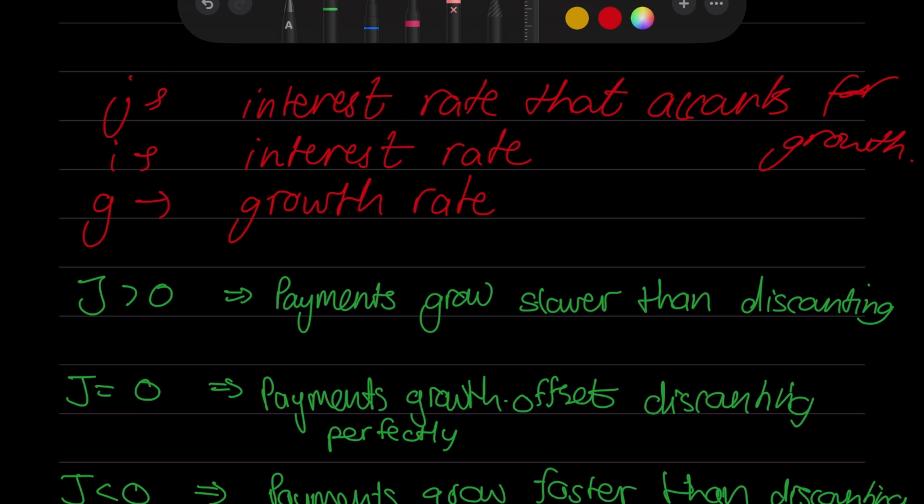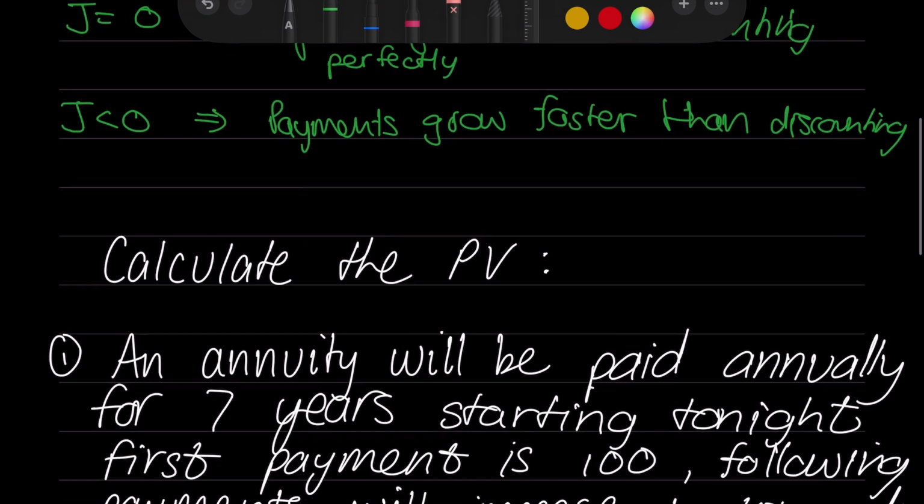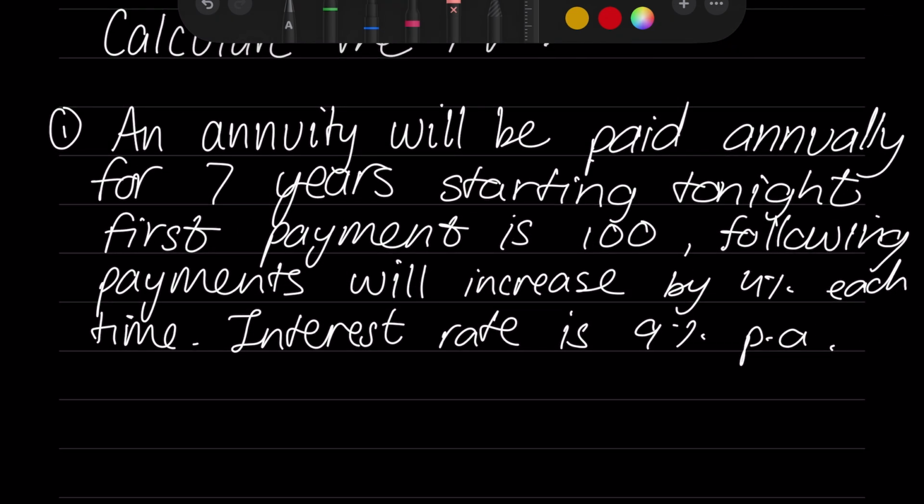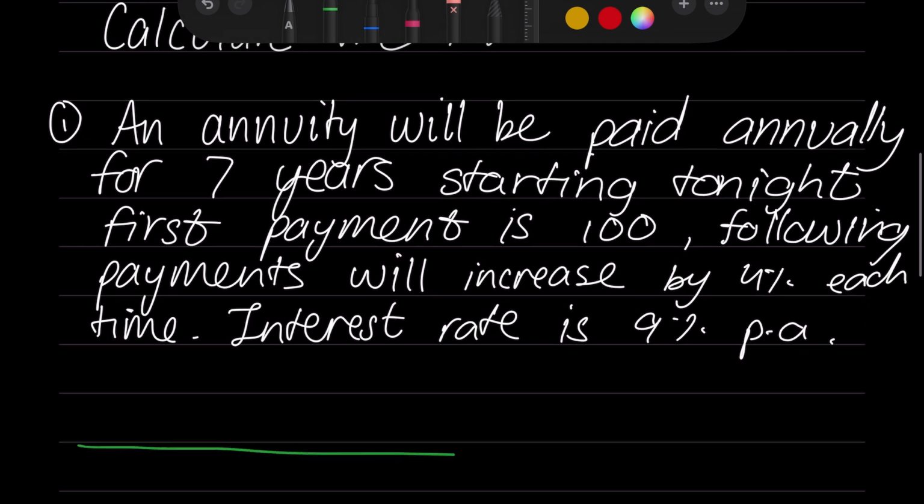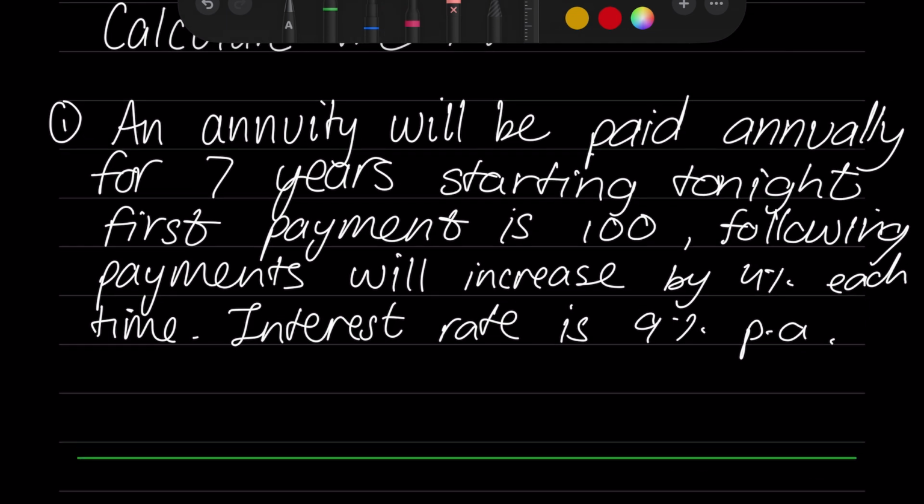So all that we're doing here is calculating J, and then we can treat it as a normal level annuity with interest rate J. So that's all I can say about it. Let's jump into an example. So now I'm going to start with a timeline here. That's always a great place to start.